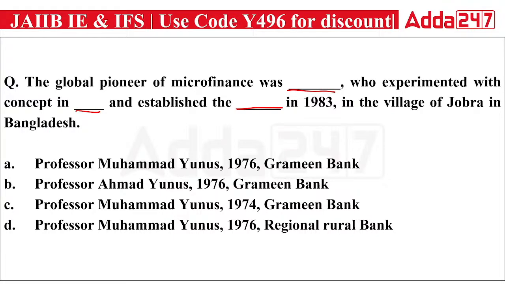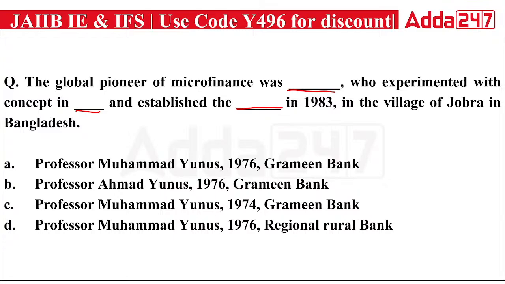So this is a fill-in-the-blanks question in which you have to answer who actually introduced this particular type of bank, and in which year they introduced it. Is it Professor Muhammad Yunus, 1976, Grameen Bank; or second, Professor Ahmed Yunus, 1976, Grameen Bank; or the third option, Professor Muhammad Yunus, 1974, Grameen Bank; or the last one, Professor Muhammad Yunus, 1976, Bank. So you have to answer which bank we are talking about here, and also in which year and by whom this bank was introduced.